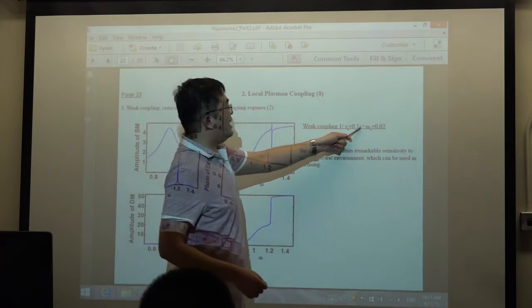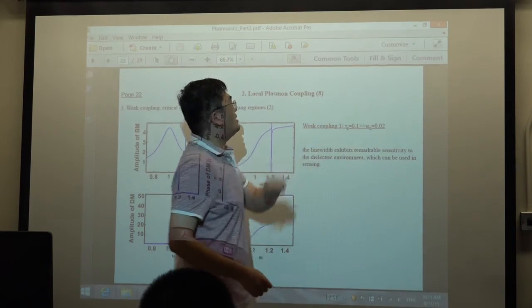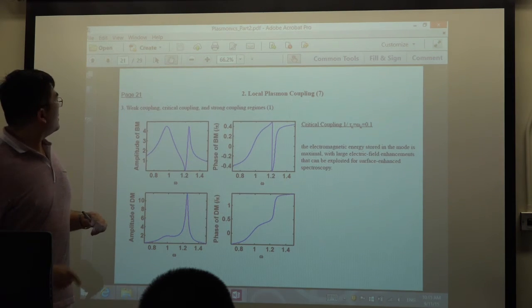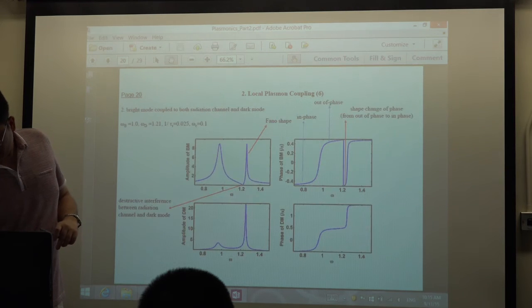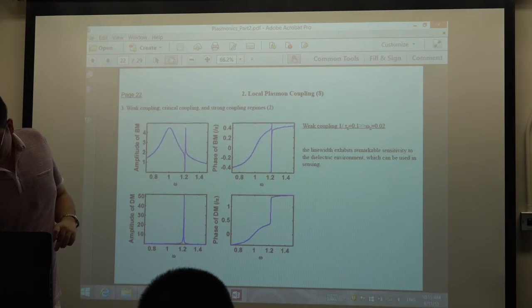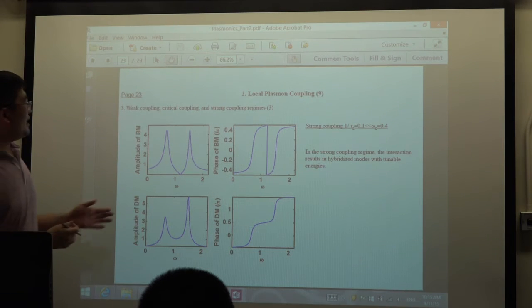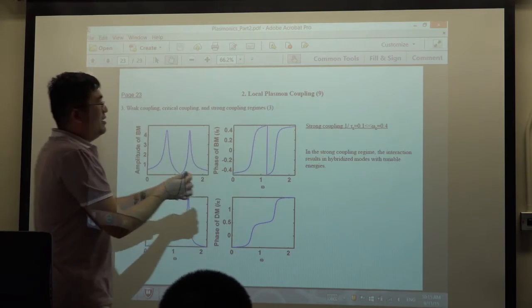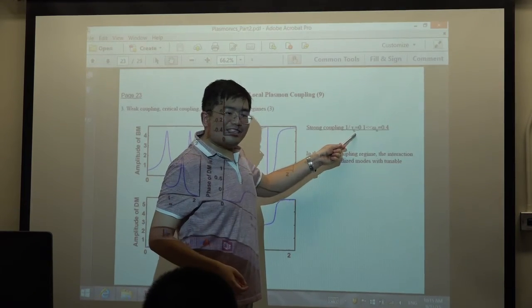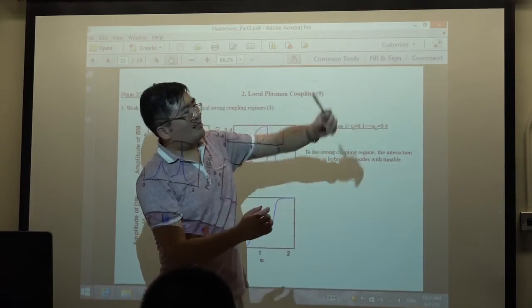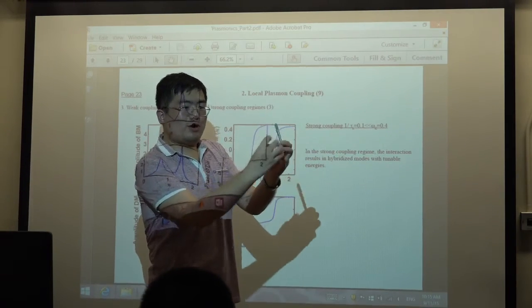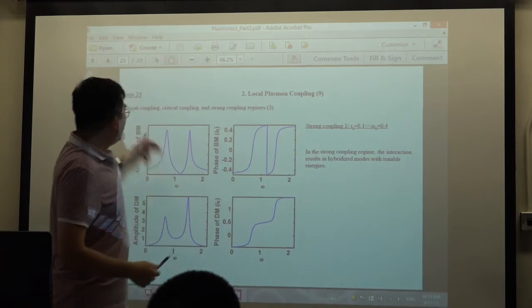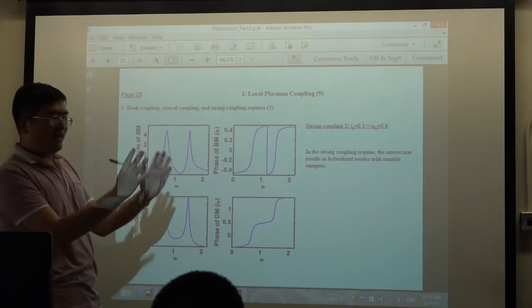When the radiation rate is larger than the coupling rate, we call it weak coupling. For strong coupling, you can see what happened. The two peaks split away, because the coupling strength omega C is much larger than the decay rate. The coupling is so strong that the decay loss can be ignored. But when the coupling is too strong, it splits, and the two peaks will be far away. At this point you can see the amplitudes are comparable, but it is split. It's a hybrid mode.